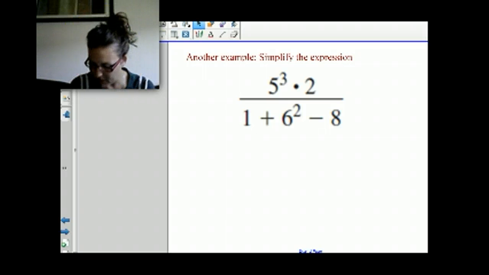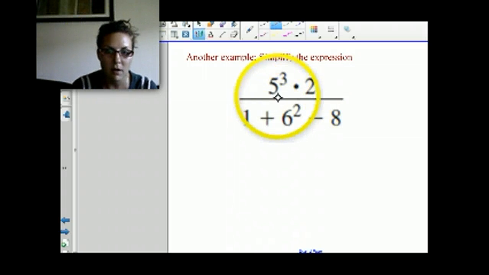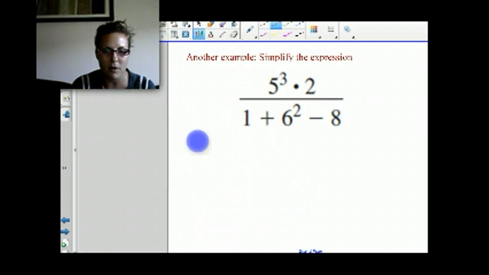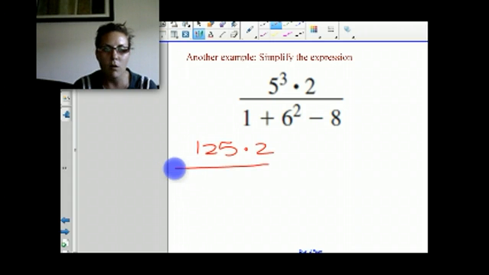One more. This one I would pause and try it on your own. 5 cubed, I believe, is 125. It sure is. 125 times 2 over 1 plus 36 minus 8.